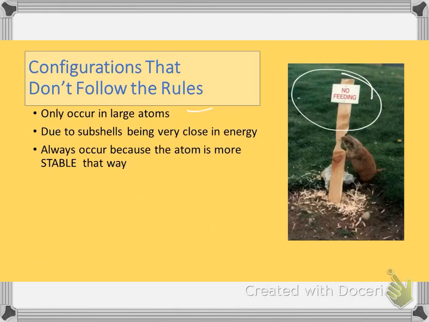So you'll see these exceptions only in large atoms. They are due to subshells being very close in energy. And the reason that they form these exceptions is always due to stability. They are more stable that way. So you don't need to know what the configurations are for specific atoms that don't follow the rules, but you do need to know that the reason why they do this is to become more stable.